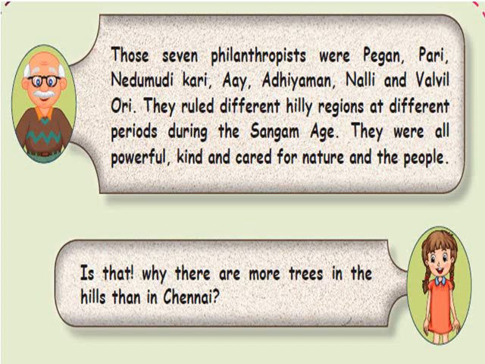And they were all powerful. They were very, very powerful people. They were kind and cared for nature and the people. They were powerful, they were kind, and they cared for both nature as well as the people of that area. Who were the philanthropists? Pagan, Pari, Nedumudikari, Adiyamman, Nalli and Valvil Ori.